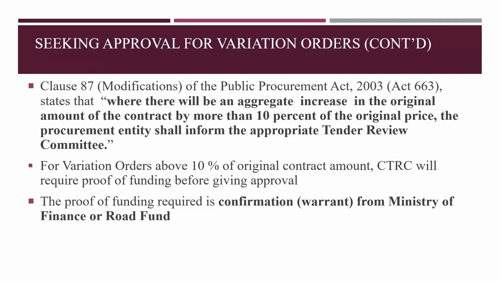Clause 87, modifications of the Public Procurement Act 2003, Act 663, states that where there will be an aggregate increase in the original amount of the contract by more than 10% of the original price, the procurement entity shall inform the appropriate tender review committee for variation orders above 10% of the original contract amount. Central Tender Review Committee will require proof of funding before giving approval.